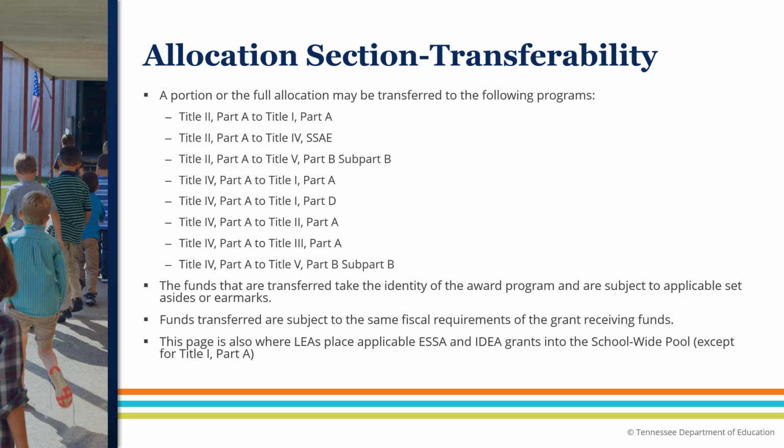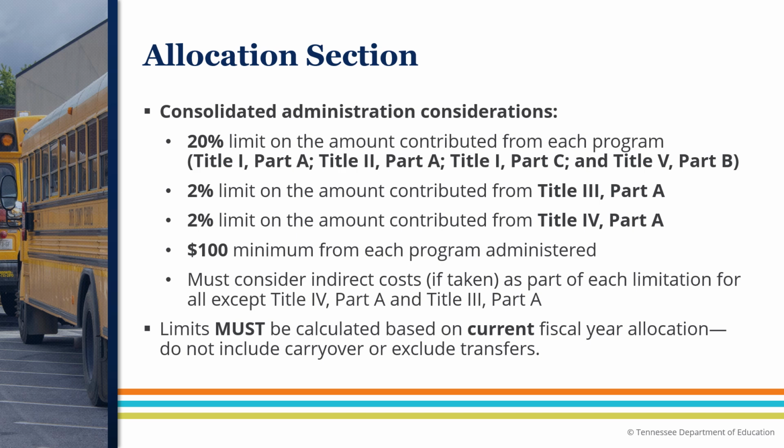The allocation section, this is where you transfer funds from one funding source to the other, or if you utilize Con Admin, you will transfer funds here as well. And there are limits when you are moving money to Con Admin. With regards to the limits, you have a 20% limit on Title I Part A, Title II Part A, Title I Part C, and Title V Part B. And with regards to Title III and IV, you have a 2% limit, and you must have a minimum from each program.